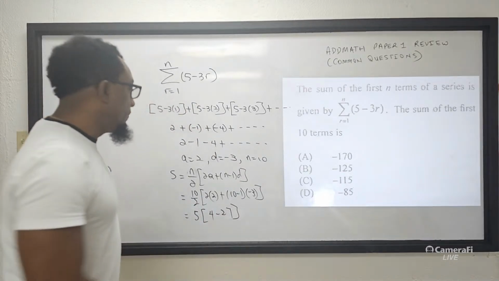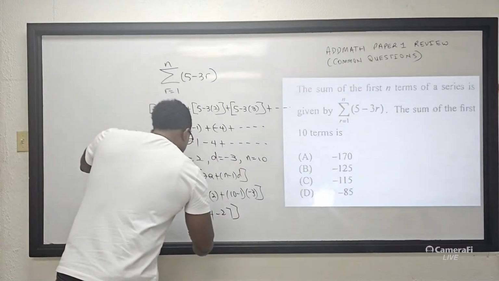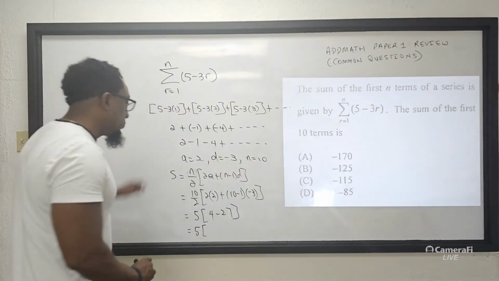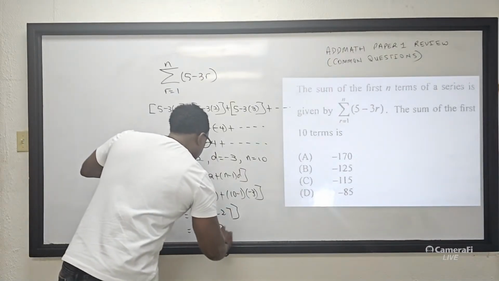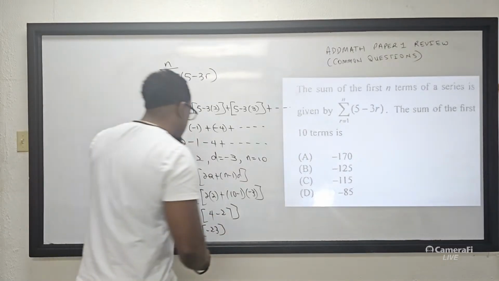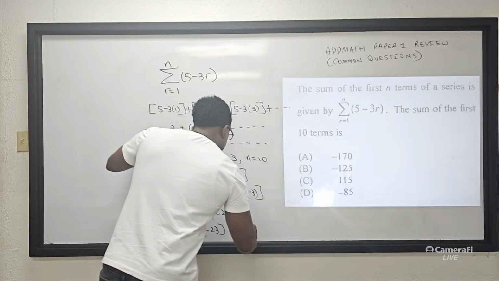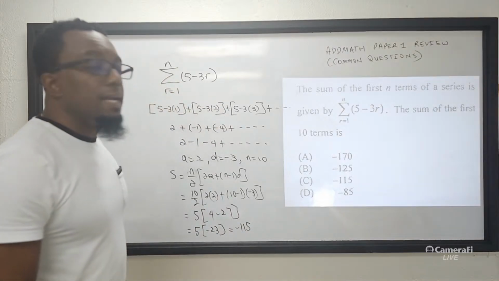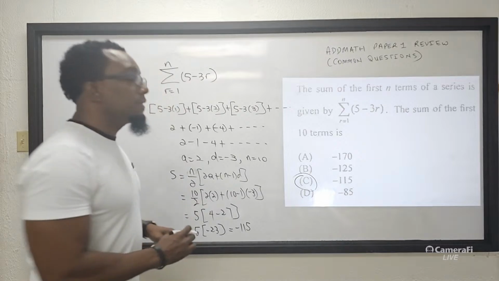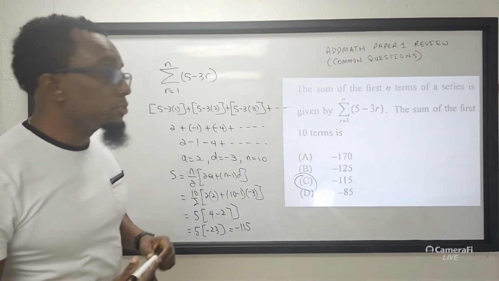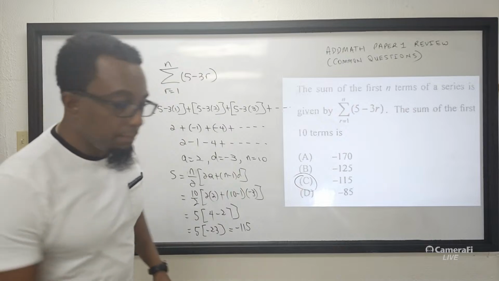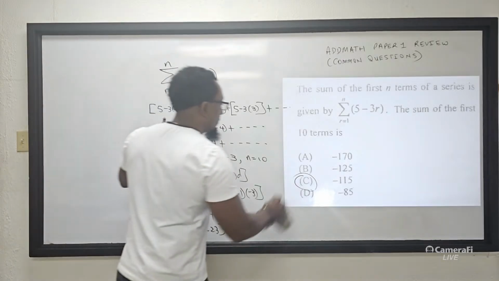So I'm going to get here 5. 4 minus 27 will give me negative 23. And when I multiply 5 by negative 23, I'm supposed to get negative 115, whose answer there is C. So this is me finding the sum to 10 terms. Sum to 10 terms. Okay? So using this approach that way. So let's move on to the next.